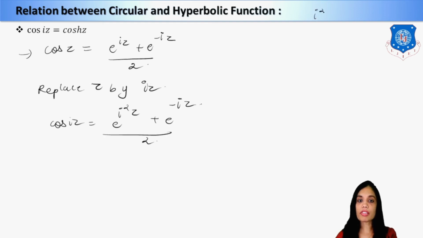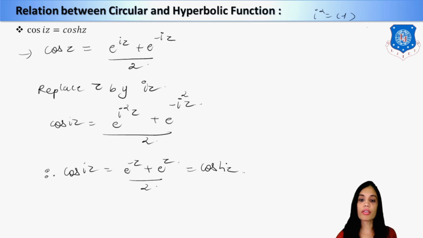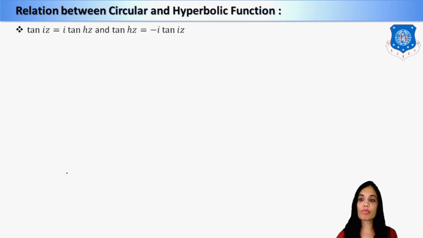Now the value of i square is minus 1, so replace by that. Therefore, cos iz is equal to e raised to minus z plus e raised to z upon 2, right? And this is cosh z. Fine. Now next, let us prove the formula of tan iz, that is equal to i tanh z. So first let us prove this only, then move on to this.